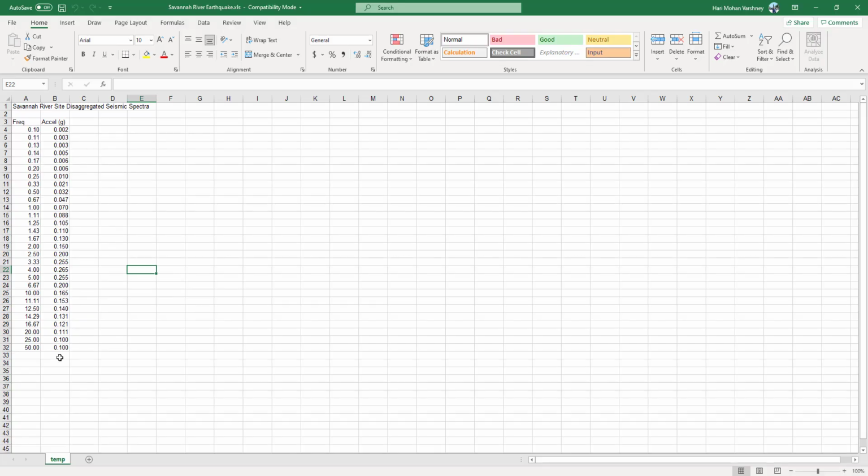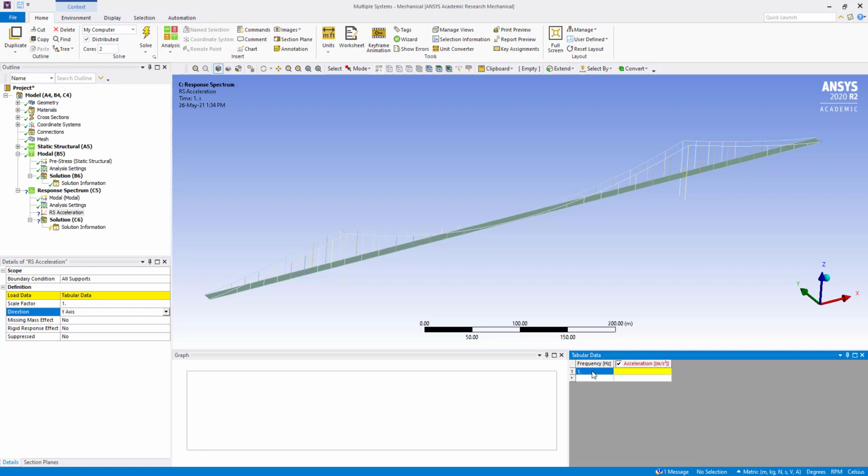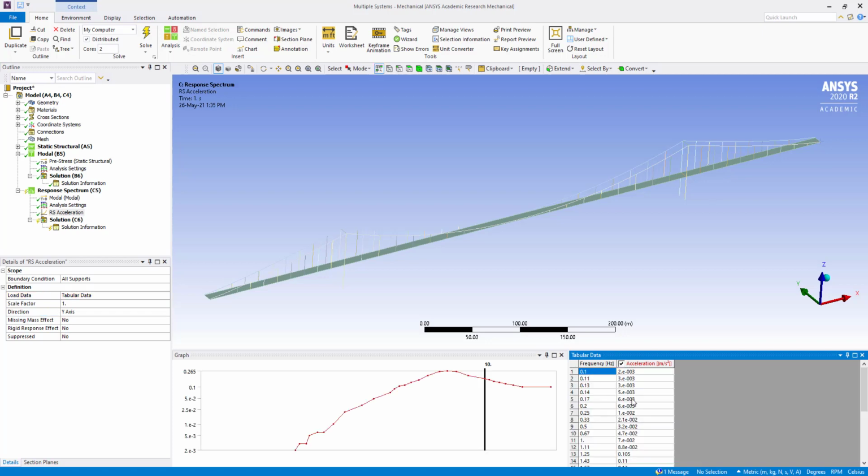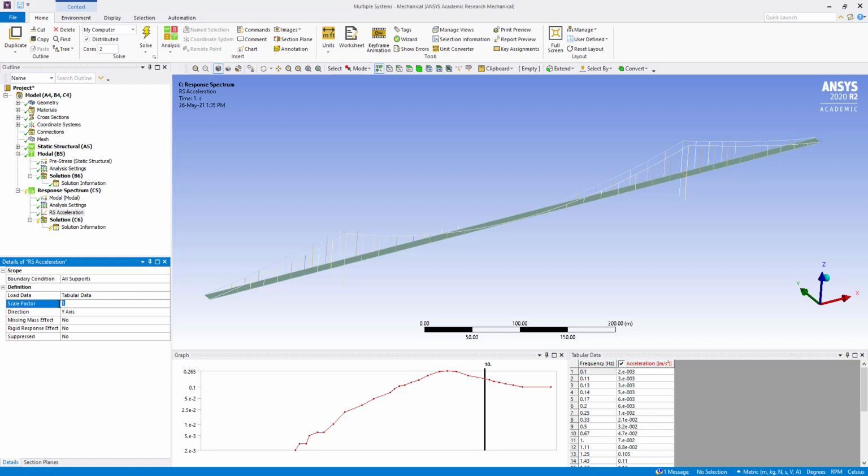From 0 to 50, these are the accelerations in the form of gravity in the Y direction. So we are going to copy and paste. Since these are in the form of gravity, we are going to change the scale factor. For the scale factor, we are going to put 9.81 here. Okay.